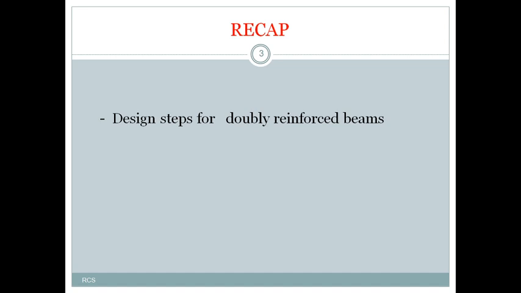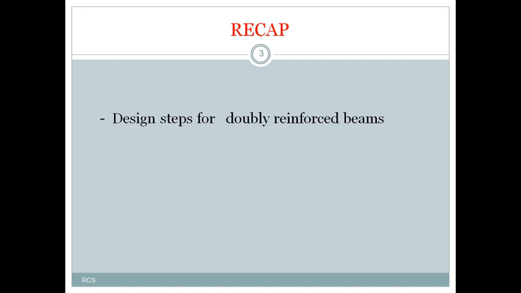We can calculate that. After knowing that, we calculate Ast, the area of total tension steel. Then we calculate the area of compression steel. So these are the design steps. Then after designing this member, we go for checks, like the deflection check. How do we do the deflection check? We have to calculate L by d max and L by d provided.